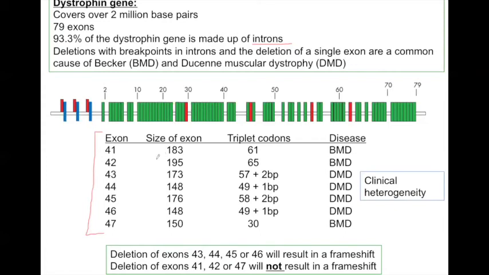So these result in changes to specific exons. Now, what happens is that there can be a deletion of exons 3, 4, 5, or 6 that will result in a frame shift. And we'll see why that is in a minute. However, if the deletion of exon 41, 42, or 47 occurs, it will not result in a frame shift mutation. A frame shift mutation, as you remember, results in a change in amino acid sequence and the introduction of a premature stop codon. And this gives the more severe Duchenne muscular dystrophy phenotype.